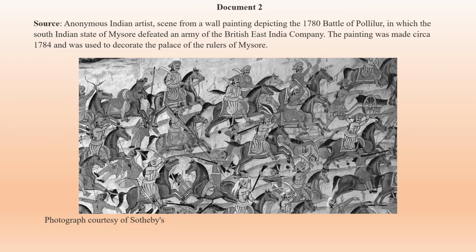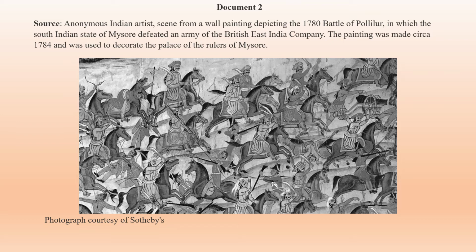Okay, document 2, pictures. Yay, these usually go pretty quick, especially battle scenes. Here we go. Source, this is an Indian artist seen on the wall depicting a battle. Here we go. So we just want to know who won the battle, all right? So this is an Indian state defeated an army of the British East India Company, the BEIC, okay? So this is basically where an Indian state defeated the BEIC, so where the British have been defeated.